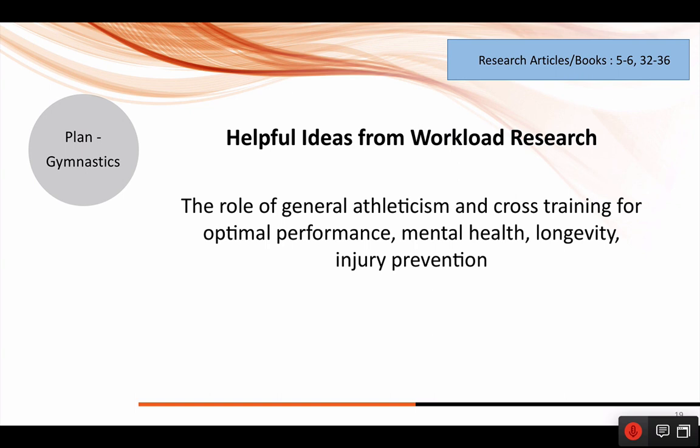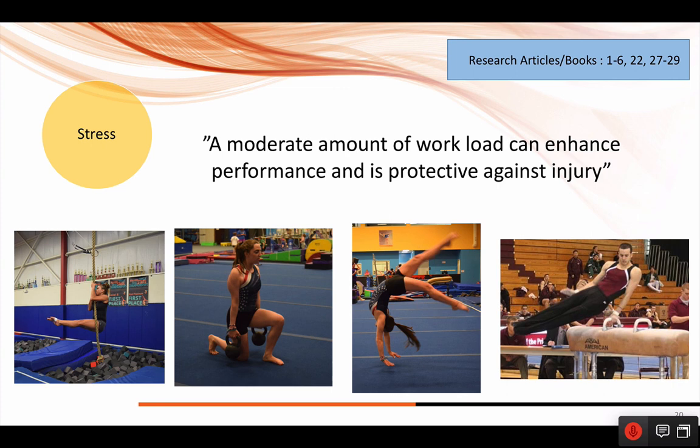Okay, and takeaway, this is maybe the most important thing so far. A moderate amount of workload can enhance performance and is protective against injury, okay? And people always hear my work and say, well, we don't want to do back bends, or we don't want to swing too much on pommels because of the wrist. Yes, you do. You want to find the optimal dose that's going to strengthen their entire body and tolerate those forces, right? Maybe there are some things we can do to count their numbers and prepare them better in physical preparation. But at some point, you have to expose somebody to these forces if you ever expect them to get stronger, right?